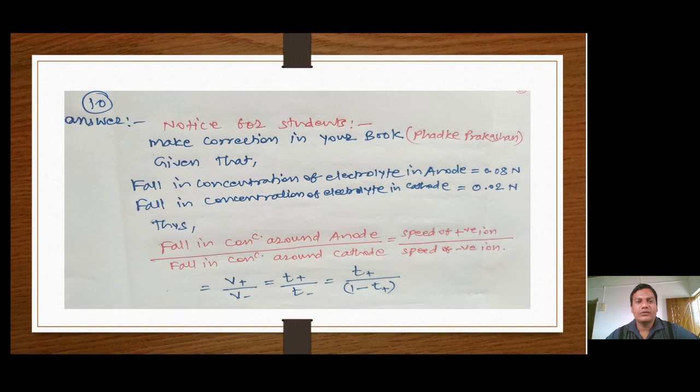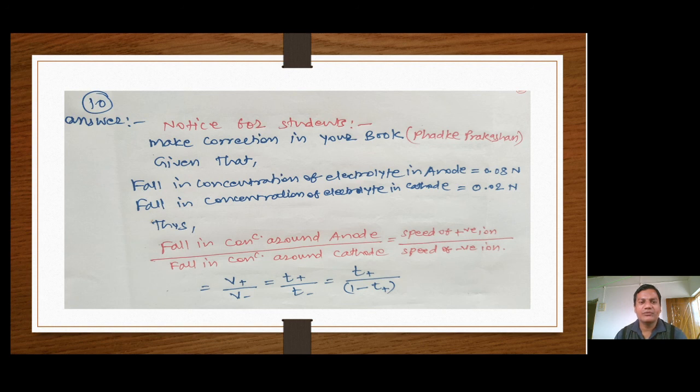We know Hittorf's rule: fall in concentration around anode upon fall in concentration around cathode is equal to speed of positive ion divided by speed of negative ion. Also in formula we can write V plus upon V minus is equal to T plus upon T minus. Now for the fall in concentration of electrolyte in the anode, we have to consider 0.08, not 0.02 as given in your numerical. So I have written here a notice for students: make the correction in your book, that is the book of Phadke Prakashan, and solve it.